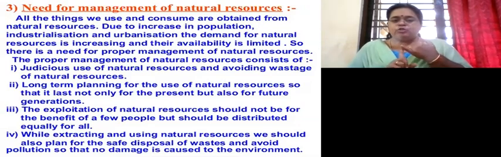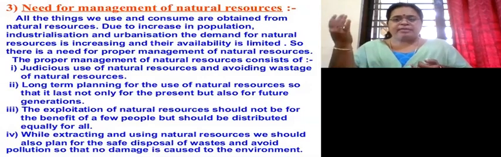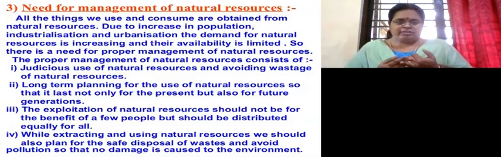First thing is judicious use of resources. Judicious means very wise. You should use the resources in a wise manner without wasting the natural resources. You should use them in a wise manner. Secondly, there should be a proper long-term planning about the use of natural resources, so that it is available not only for your generation, that means the present generation, but also it can be carried forward to the future generation.